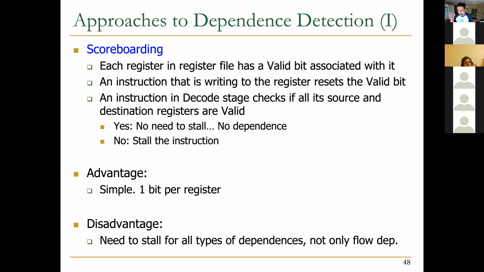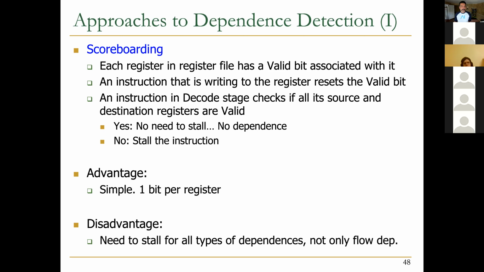In this case, all types of dependency need to be detected, and the corresponding instruction needs to be stalled, which is not ideal, because again, this flow dependency was the essential thing that violated the semantics of the execution. The other ones had an easier solution because they were not an essential dependency.